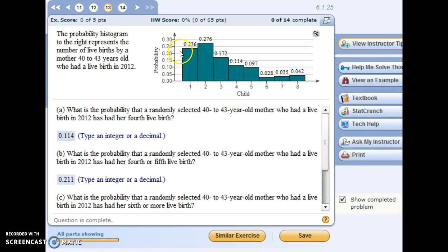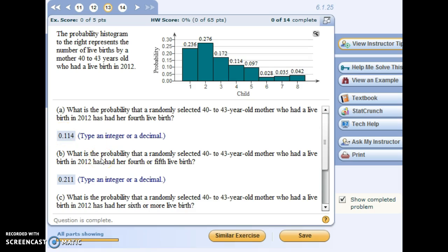For number 13, we have a histogram here, and it's looking at some mothers, and we're trying to see the probability of the number of children, the number of live births that they've had in their life. So what's the probability that a randomly selected mother has had her 4th live birth? So you would say has 4 live births. The probability is 0.114, and that's the answer.